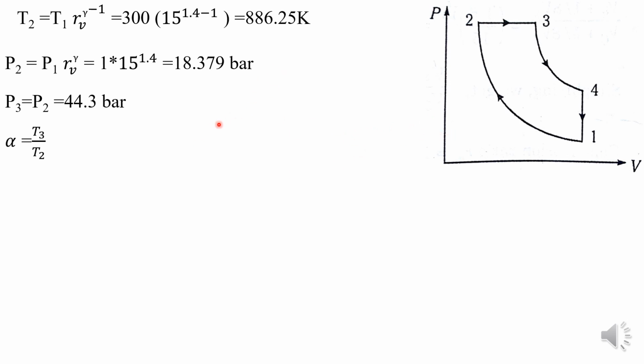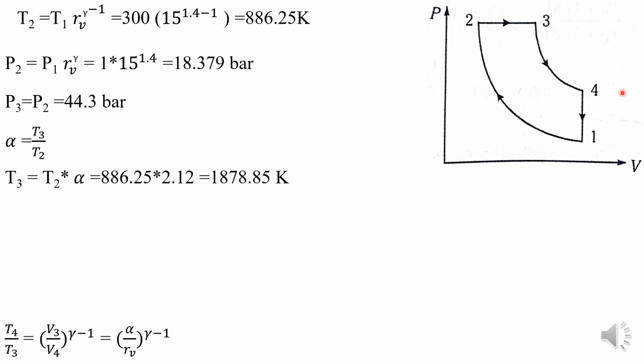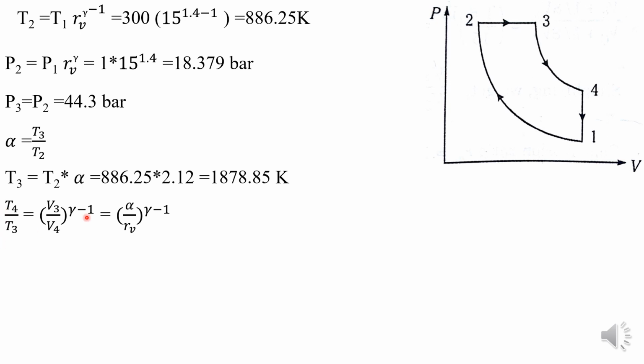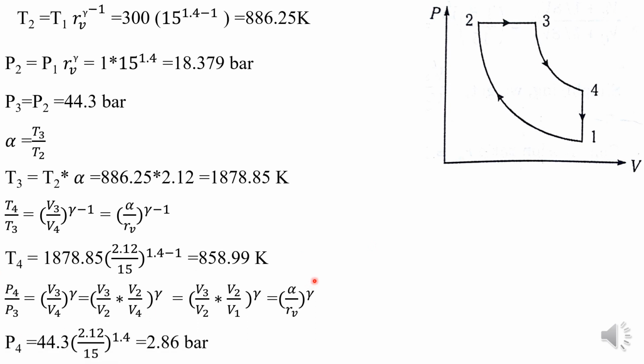That equation you can use, or else you can use this equation: alpha, the cutoff ratio, is nothing but T3 by T2. Use any one equation to find the value of T3. So get the value of T3 and P3. The remaining are T4 and P4. For process 3 to 4, use the isentropic relation. T4 by T3 in terms of volume is given like this. Remember this. Once you have the value of T4, go for P4. P4 also you will get like this. In this way you find the pressure and temperature at all salient points.